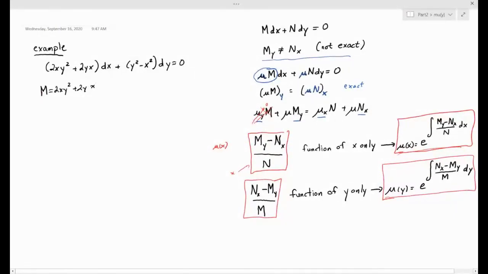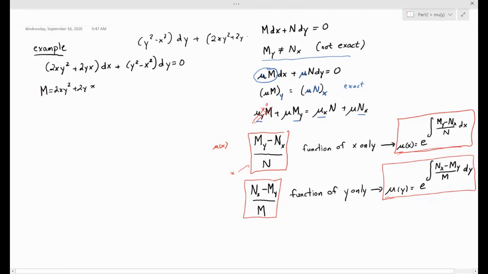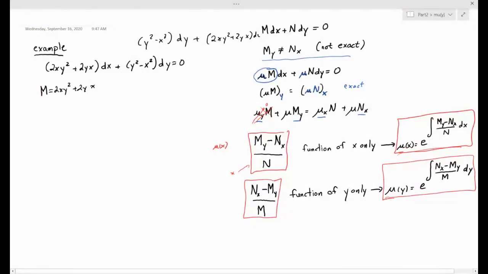Sometimes, there's nothing stopping them from writing something like y squared minus x squared dy, right? And the rest of it. So don't always expect that the dx part comes first and then the dy part. They could easily switch that around. Okay, but m is the thing that multiplies dx.